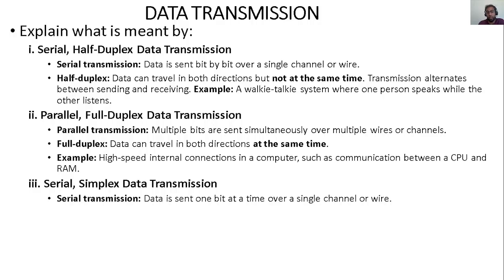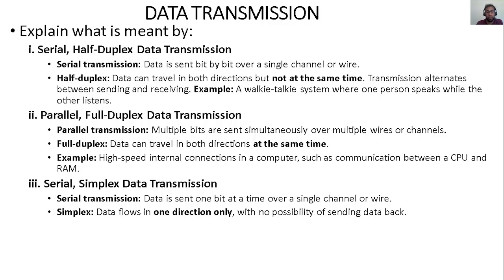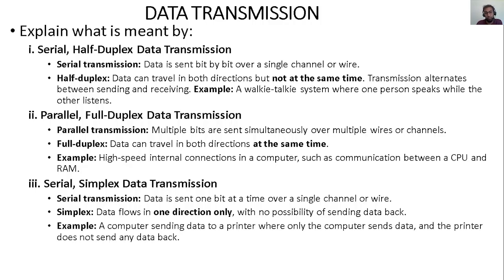Serial and simplex: data is sent one bit at a time over a single channel. Simplex means data flows in one direction. Let's see an example, a computer sending data to a printer, and let's see which type of data transmission is being described. Data is sent one bit at a time in one direction only.